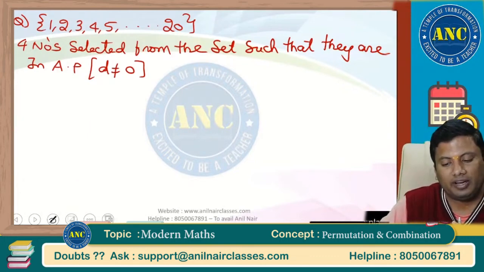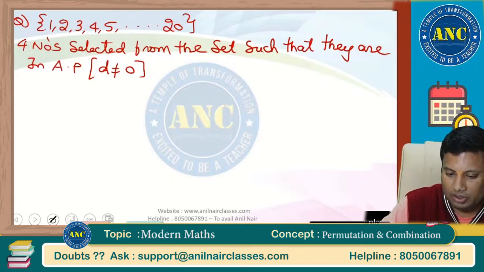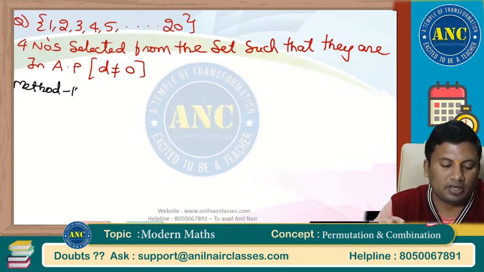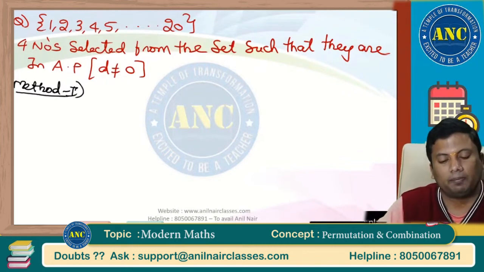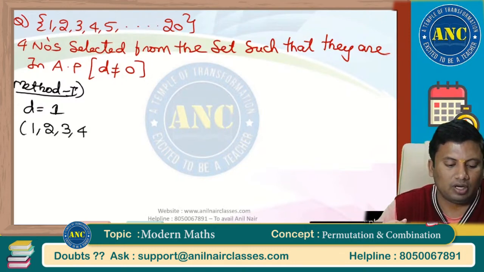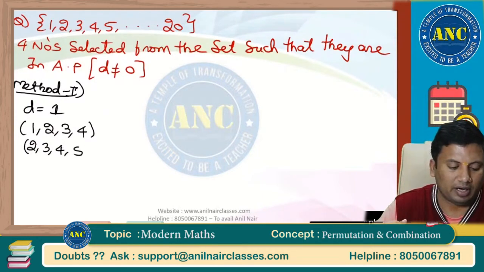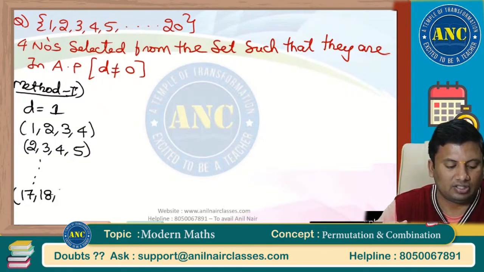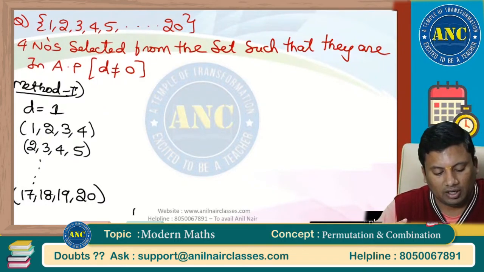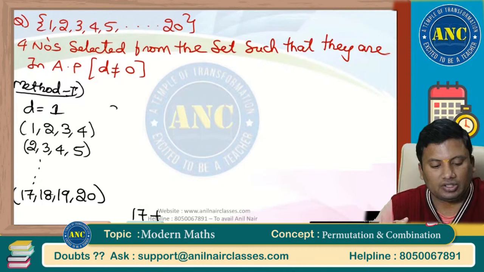Set: 1, 2, 3, 4, 5 till 20. Method number 1. 3 numbers we have already seen: 2b is equal to a plus c. So if the common difference D is 1, I need to choose 4 numbers: 1, 2, 3, 4. Next is 2, 3, 4, 5. Again the difference is 1, and so on up to 17, 18, 19, 20. All these have D value 1. So with D value 1 how much did I get? 17.